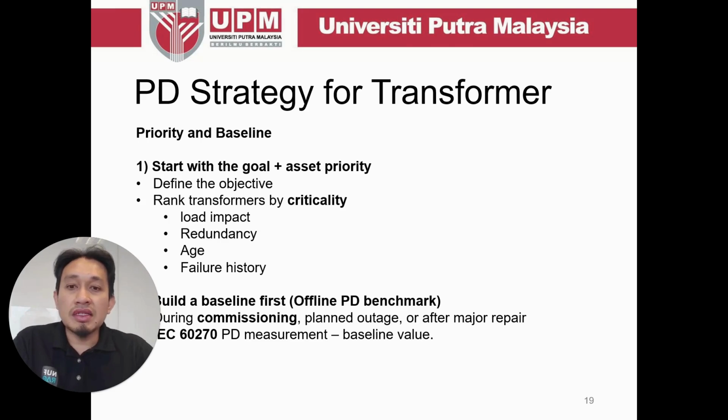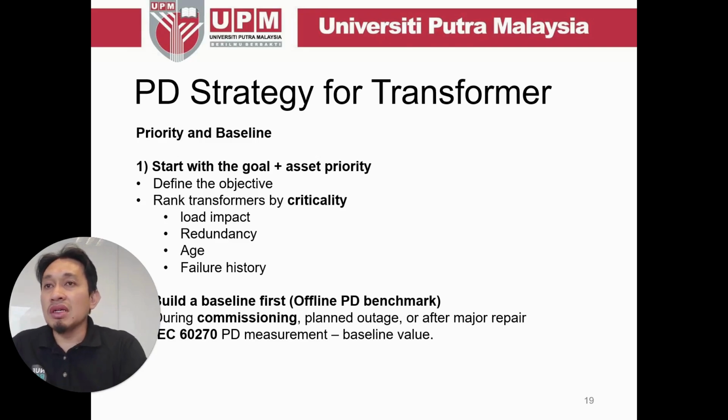Typically, we will rank the transformers by their criticality. This criticality can be ranked by several methods. Among the things that people typically do is through the impact towards the loads. For example, if the load is impacting on certain criticality, the transformer will deserve monitoring and control practice. Again, on redundancy, if the system does not have redundancy, then it can also be ranked higher. The next thing is the age and failure history. If the age of the transformer gets older, the probability of PD happening is also higher.